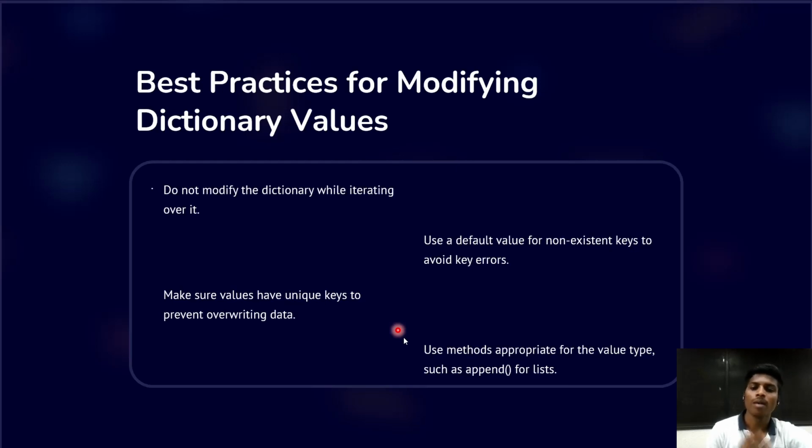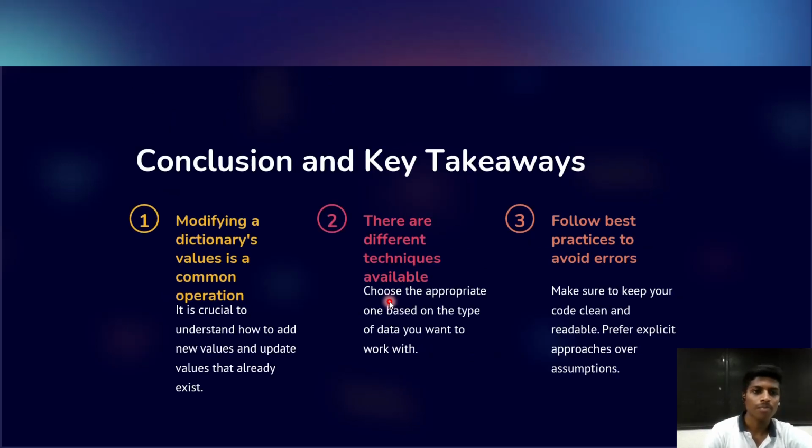Third, use methods appropriate for the value type. So we must use the appropriate functions like append, remove, and so on for the value type. In dictionaries we use append, where append is written with square brackets. This must be followed so that the best practice is used in forming the dictionary values.